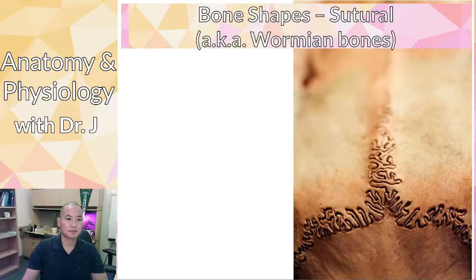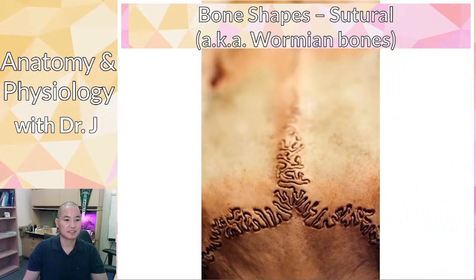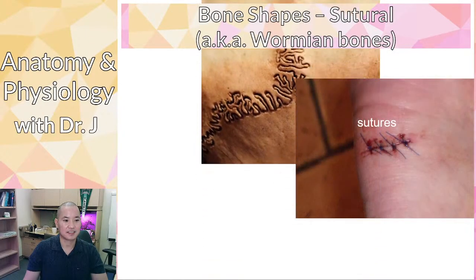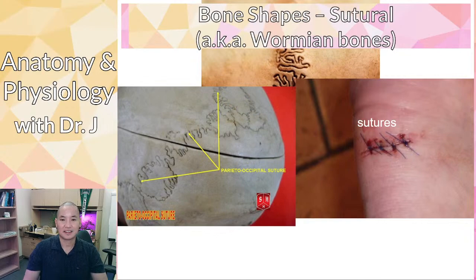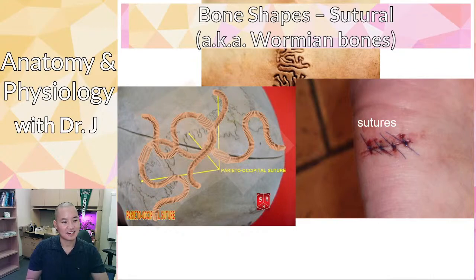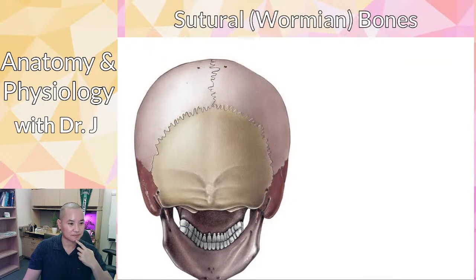Okay, so we did cover wormian bones or sutural bones. Notice that there are sometimes extra bones that appear between those sutures, so that's why they're called sutural bones or wormian bones. I like to think of it this way: it's like little worms, and they're starting to wriggle around. Sometimes they form little circles. So these little bones are called wormian bones.